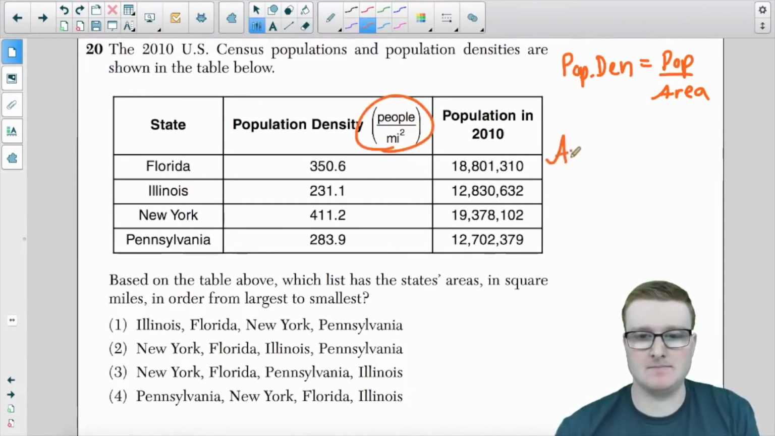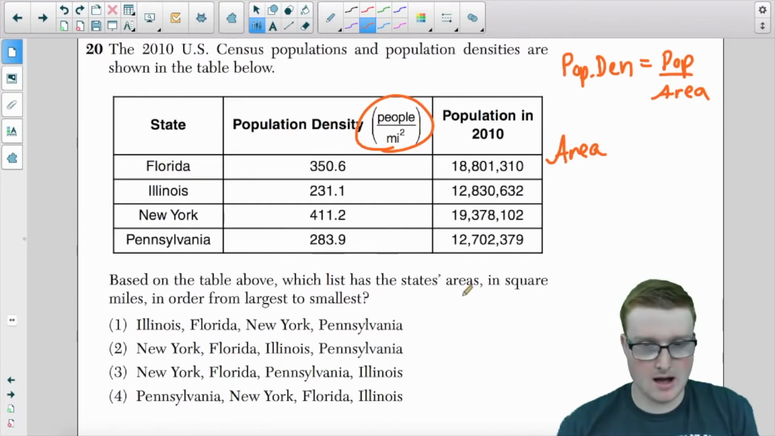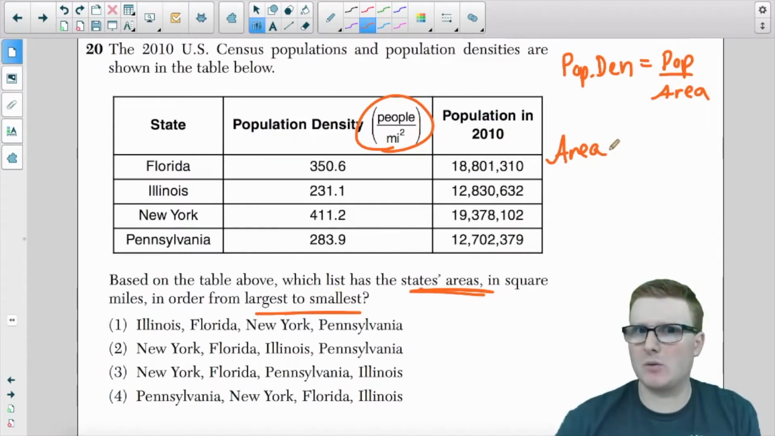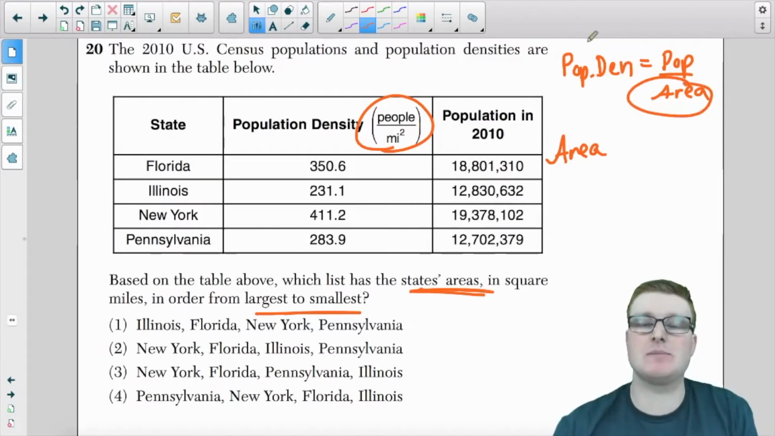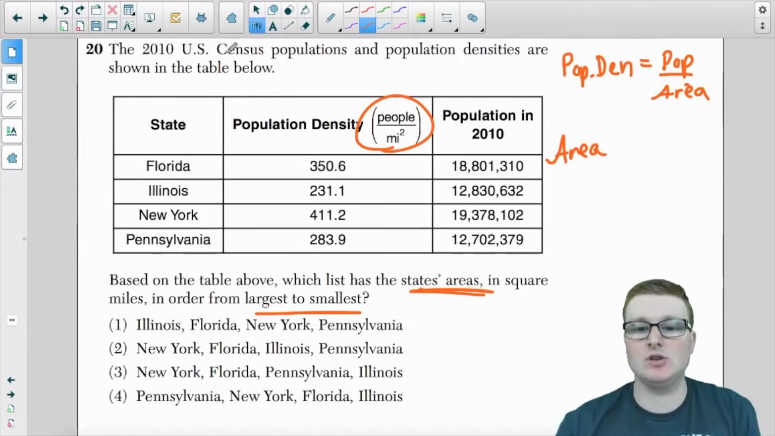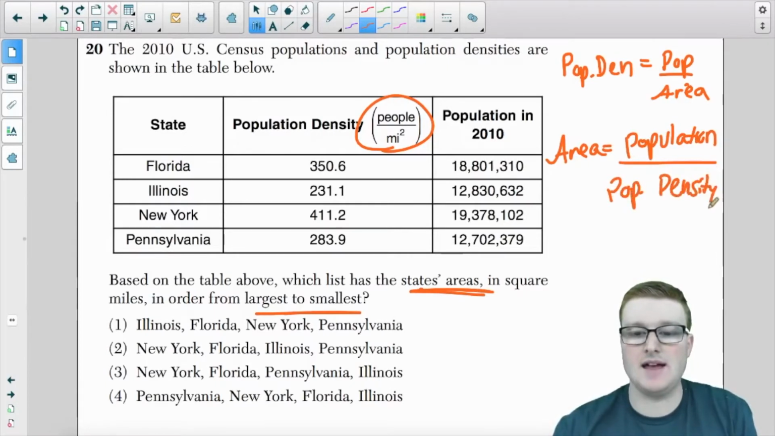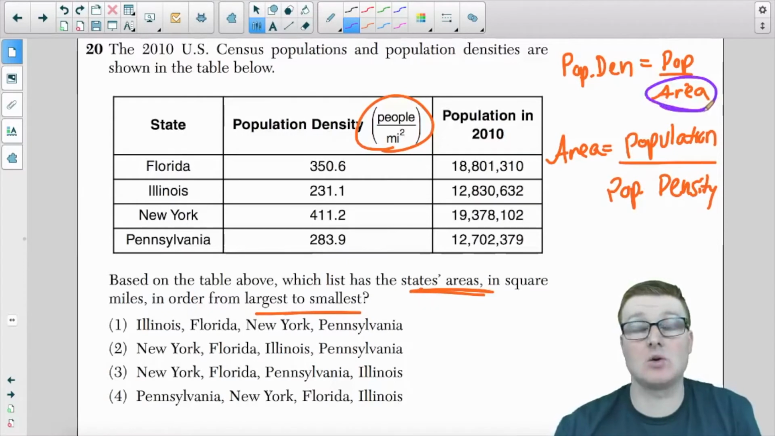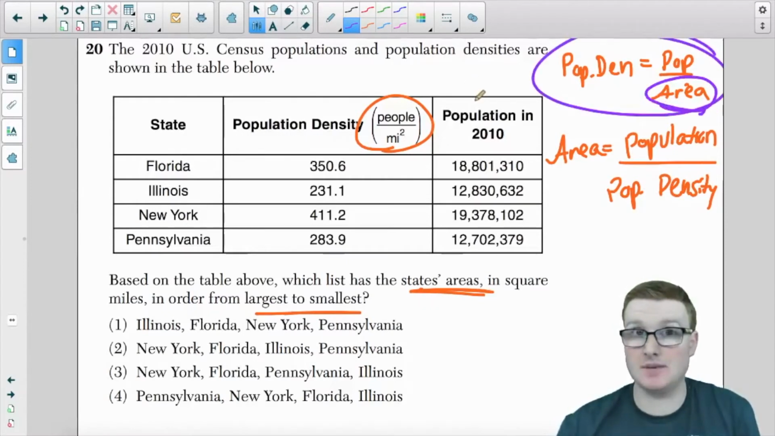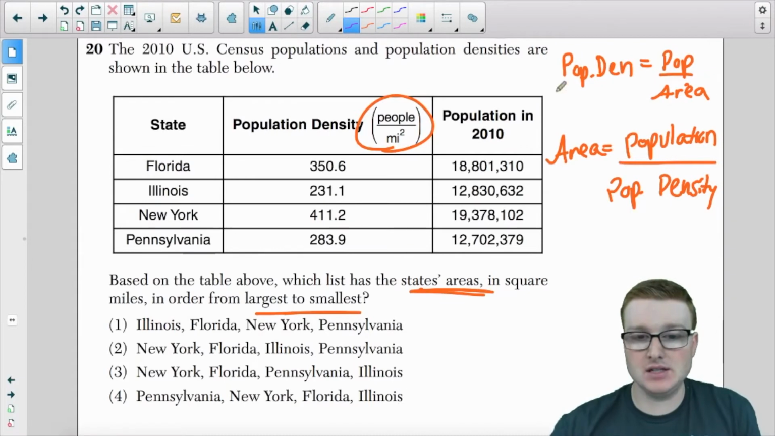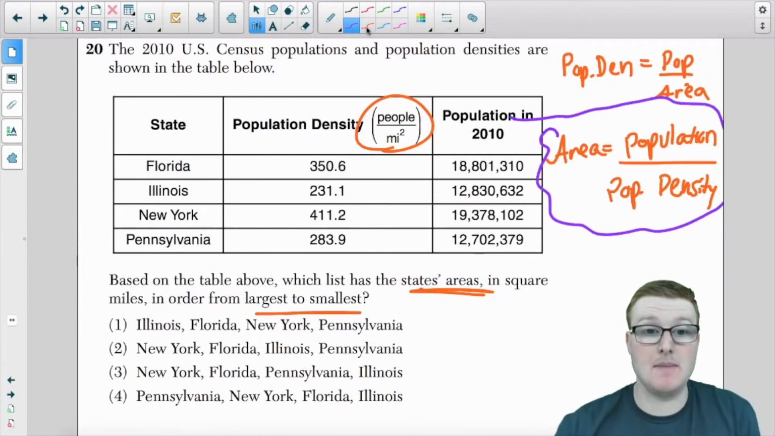Now the area, because it's asking you for the states' areas from large to small. You're trying to find the area for it. But what's the area formula? Well, you need to get A expressed in terms of the population density and the population. So the area formula is the population divided by the population density, simply by isolating the A, or the area, in terms of this equation up here. So this is the formula that we need badly.